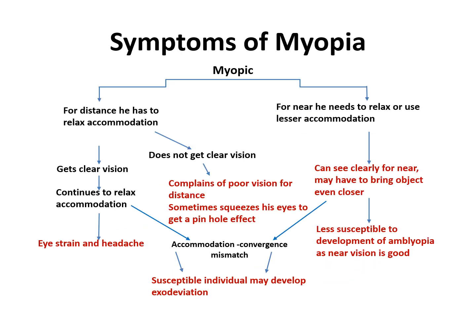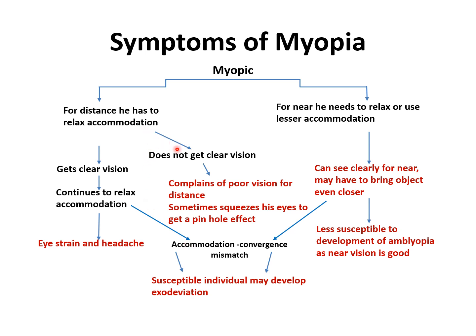Unlike a hypermetrope, a myope has to use lesser accommodation or relaxes accommodation. For distance, he has to relax accommodation, and if he gets clear vision, he continues to relax accommodation. This may lead to eye strain and headache. It may also lead to accommodation convergence mismatch.